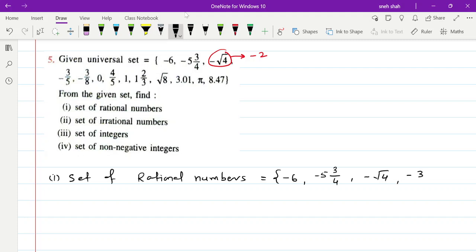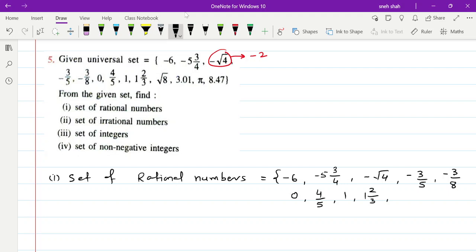Then -3 upon 5 is a negative fraction, so it comes under rational numbers. Next, -3 upon 8, again a fraction, so it's a rational number. 0 is an integer, so it has to be a rational number. 4 upon 5 is a fraction, so it's a rational number. 1, it's a rational number. 1 integer 2 upon 3 is a mixed fraction, so it's a rational number.